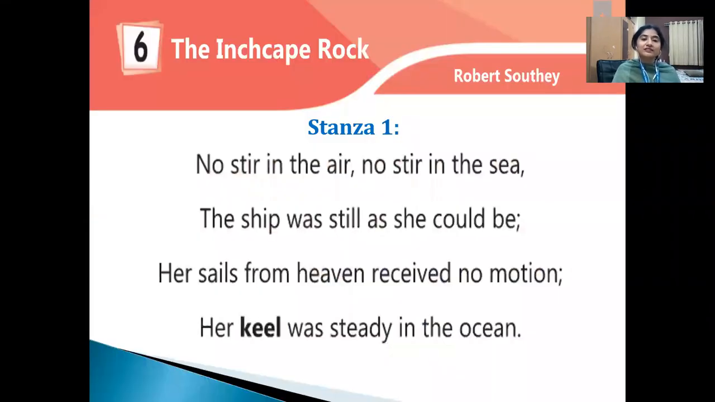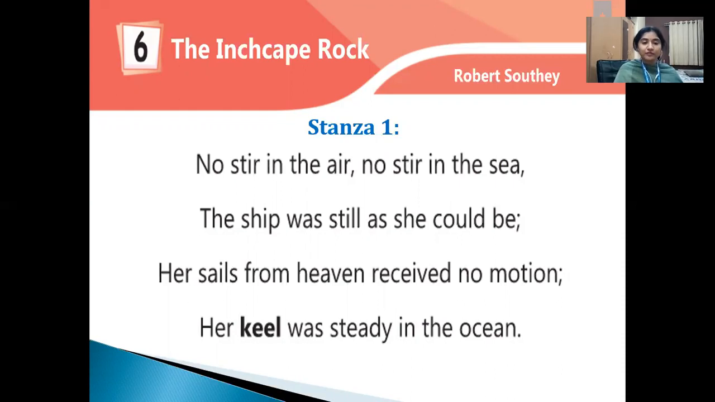No stir in the air, no stir in the sea. The ship was still as she could be. Her sails from heaven received no motion. Her keel was steady in the ocean.